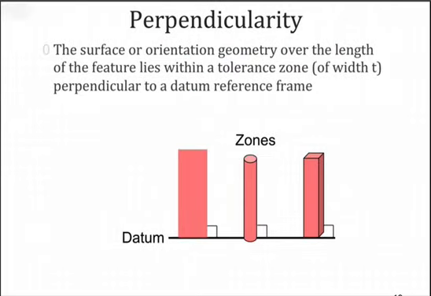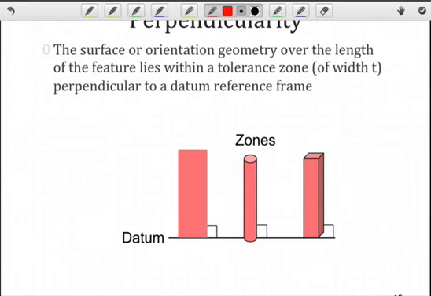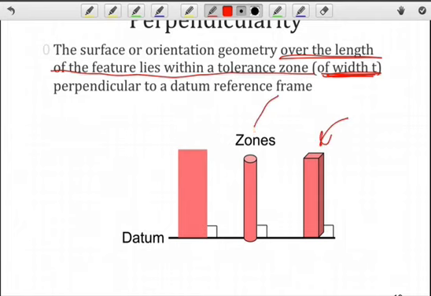Let's look at the simple case of perpendicularity. Here we're going to look at a feature, again, over the entire length of that feature, and ensure that whatever the geometry is, it lies within a tolerance zone of width t. So here we see two parallel planes, here we see a cylindrical tolerance zone, here we see two parallel lines. The meaning of t varies depending on the geometry.